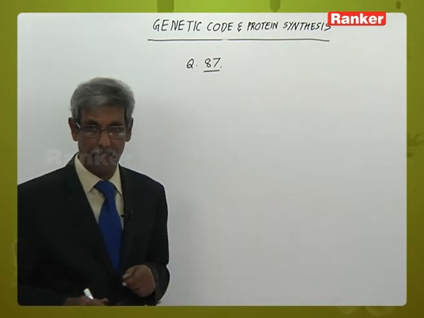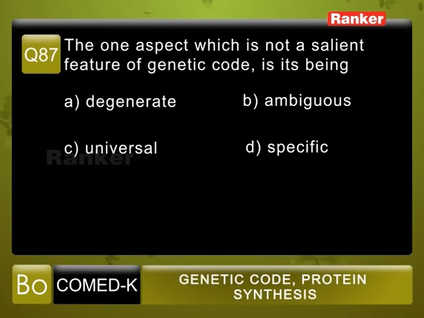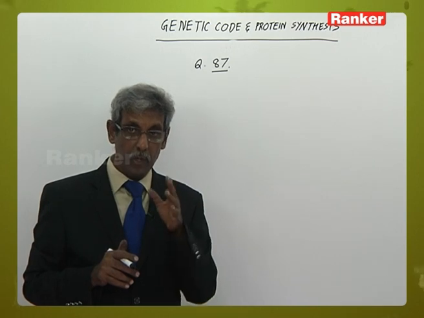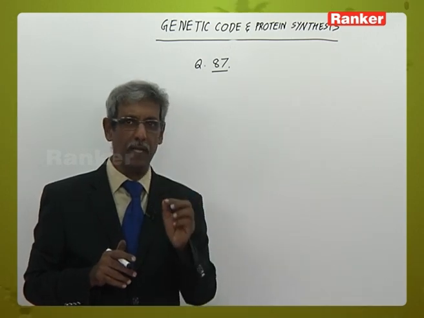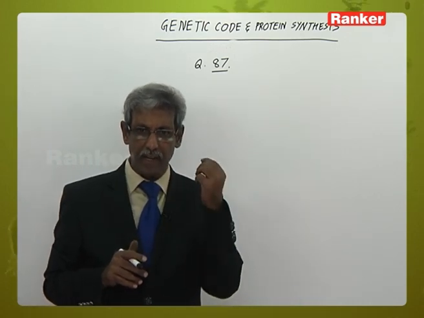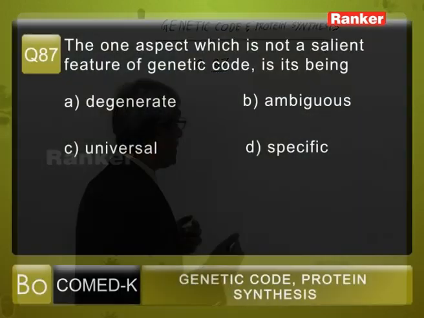Question number 87. The one aspect which is not a salient feature of the genetic code. This is a negative question which says which is not a salient feature of the genetic code. A. Degenerate, B. Ambiguous, C. Universal, D. Specific. Normally, a genetic code is non-ambiguous. That is, it is very, very clear. Each codon should specify an amino acid. Hence, the negative statement, that is statement number B, is the right answer. Answer is B.